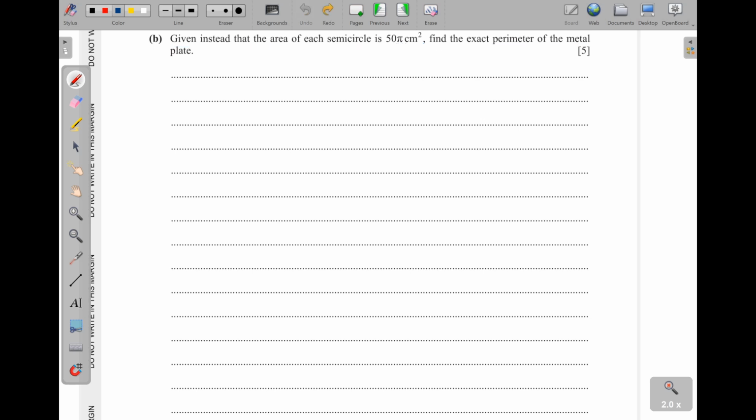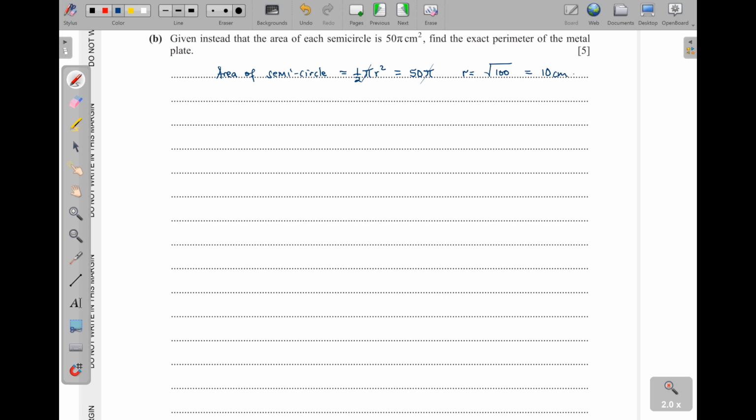Now, area of the semicircle, we know that it is equivalent to a half, then pi r squared. Now this one is equal to 50 pi. So pi will disappear, and then we shall have our r, which is going to be equivalent to the square root of 2 times the 50, that's 100. Okay, meaning we shall get 10 centimeters here.